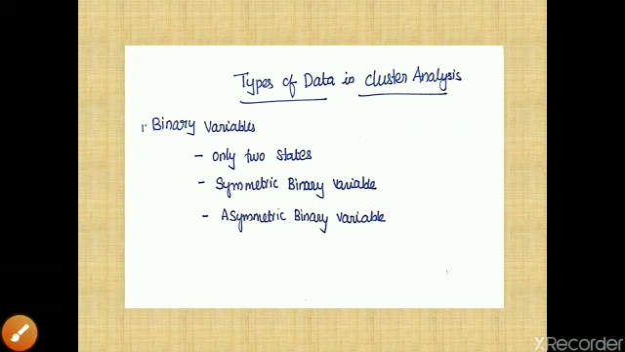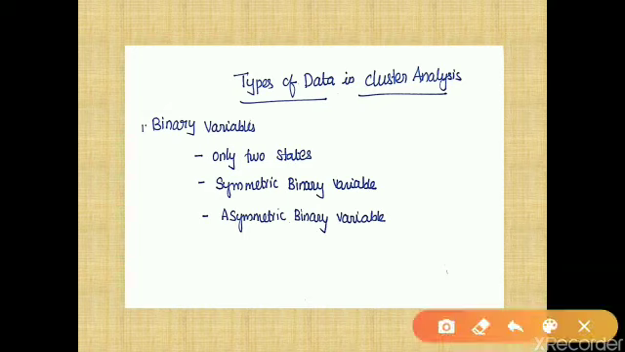Binary variables may be of type symmetric and asymmetric. A binary variable is symmetric if both of its states are equally valuable and carry the same weight. That is the case of a symmetric binary variable. But in the case of an asymmetric binary variable, the states are not equally important. I will give some examples.